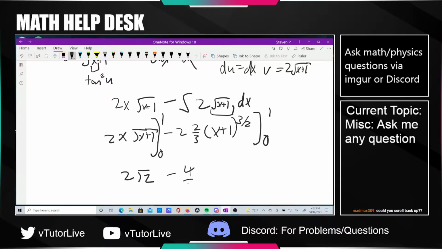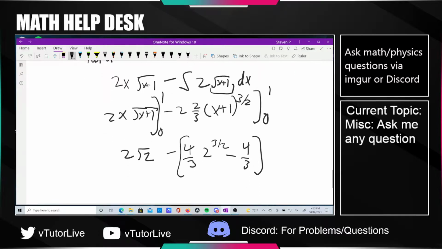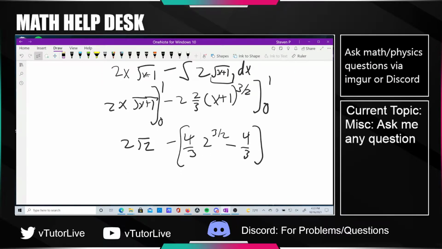Minus 4/3 times, what is this? 2 to the 3, right? 2 to the 3/2. Minus, I guess, 4/3. Yeah, something like that. Anyways, at this point, it's all just plugging it in carefully. I don't want to spend too much time on it.